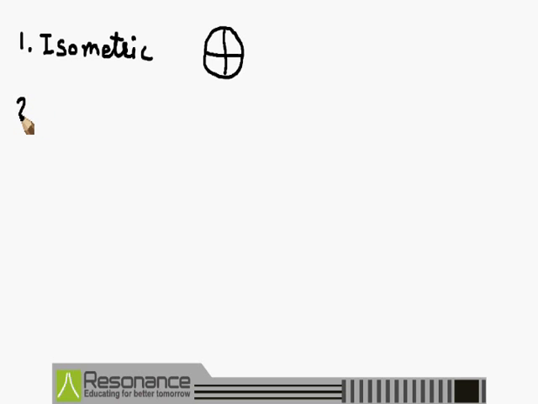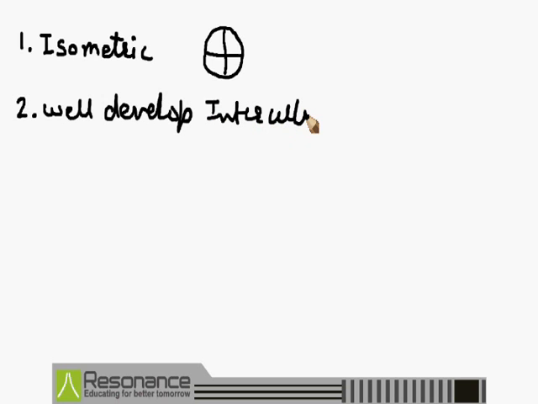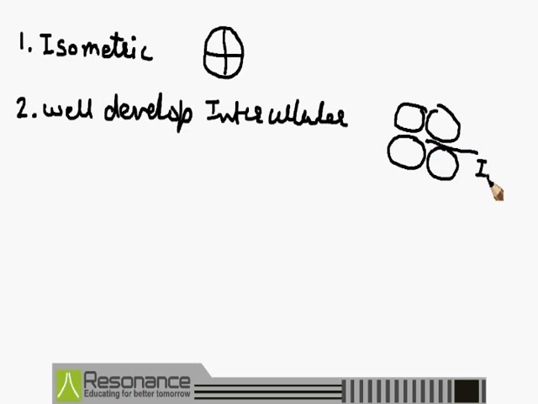Second one is they have well developed intercellular space. Intercellular space means the space present between many cells. These are the parenchymatous cells. They have space in between them. This space is known as the intercellular space.